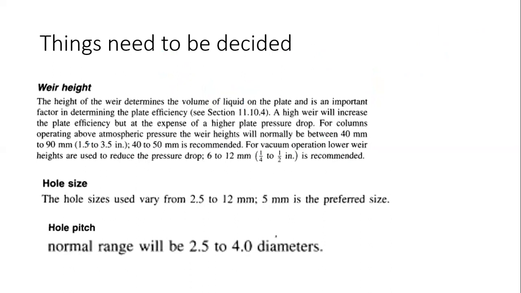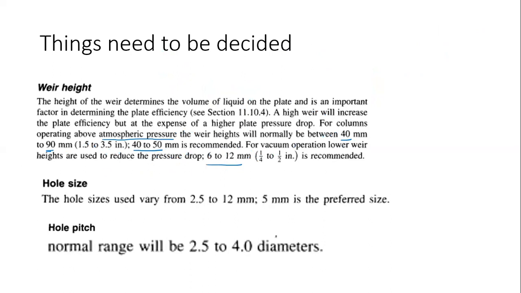So weir height. For column above atmospheric pressure, near atmospheric, this height should be 40 mm to 90 mm. Typical range is 40 to 50 mm. So we have taken 50 mm as recommended height. For vacuum operation, it goes down to 6 to 12 mm.